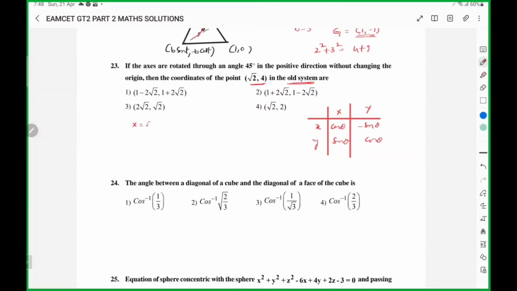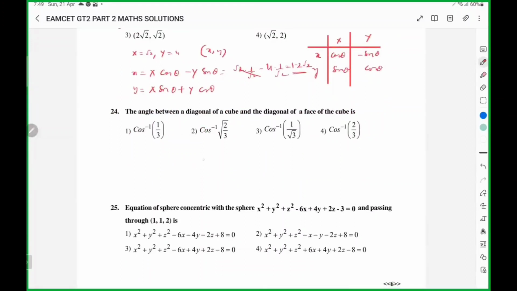So capital X is root 2, capital Y is 4. He is asking for x comma y. X here is X cos theta minus Y sin theta. Root 2 with theta 45, Y sin theta with 1 by root 2, which is 1 minus 2 root 2. No need of finding y. You can find it, but there is only one option whose first coordinate is 1 minus 2 root 2.